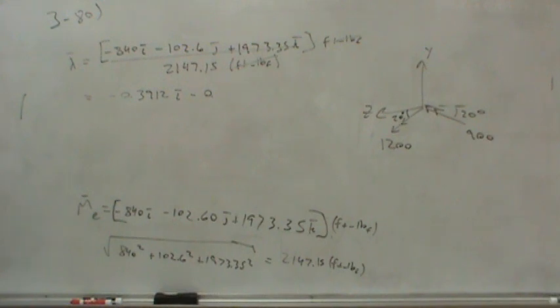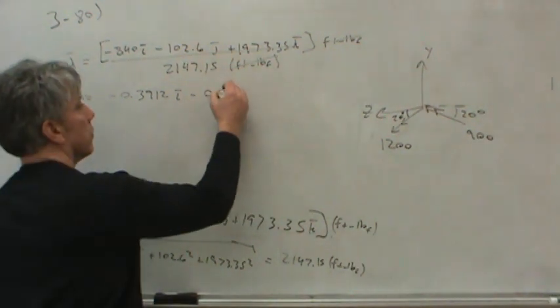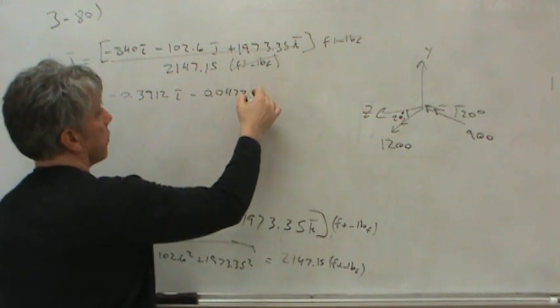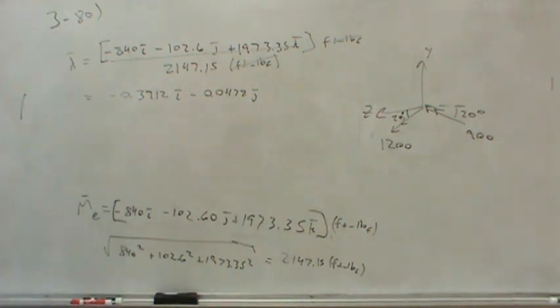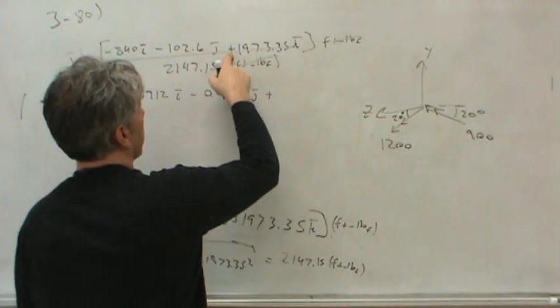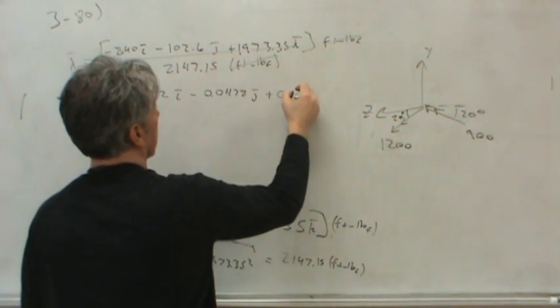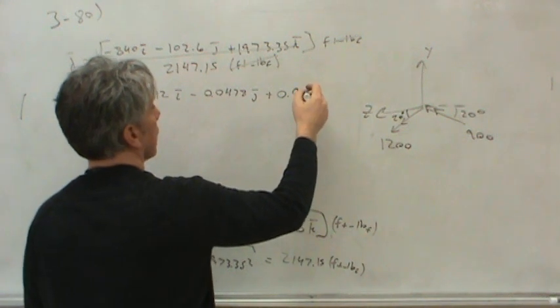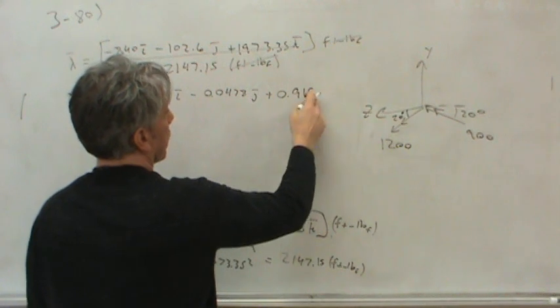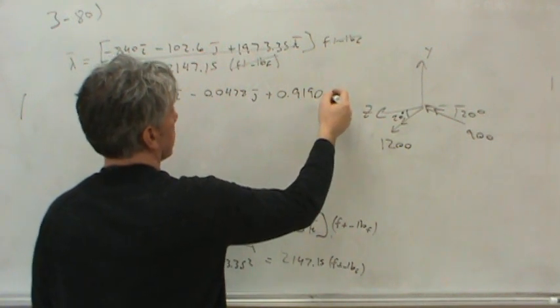I got negative 0.04778. So if I'm taking four significant figures, that'd be 0.0478. And then the last one, is negative 0.91. It's positive, right? It is 0.919. One more decimal place if you got it, please. 0.9191. Okay.